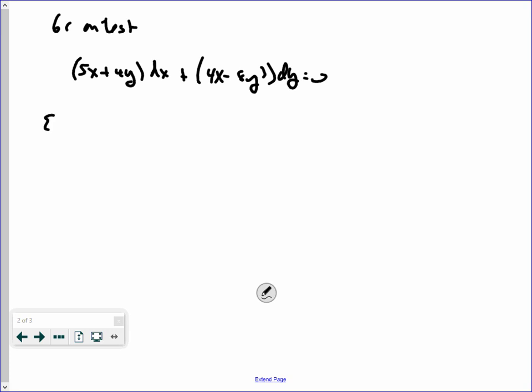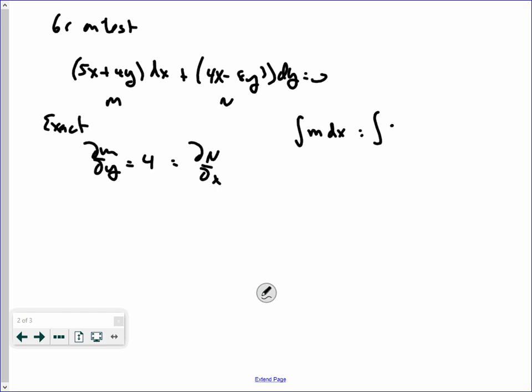Okay, and this is exact because this is M here and this is N. The partial of M with respect to y is 4, and that's the partial of N with respect to x. All right, so for an exact DE, they're really straightforward to solve. You go to the M function and integrate with respect to x. And you're going to get 5 halves x squared, 4xy or 4yx, plus some function of y.